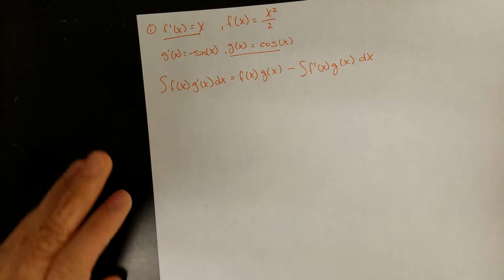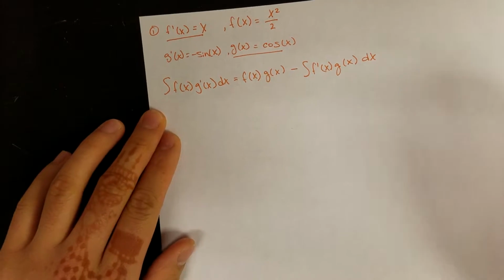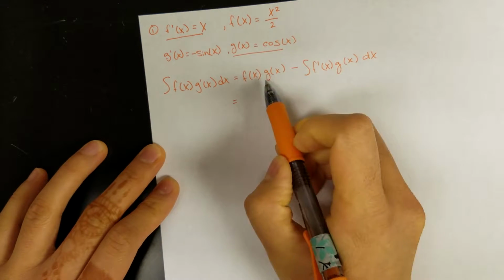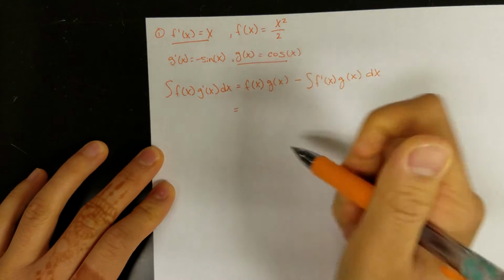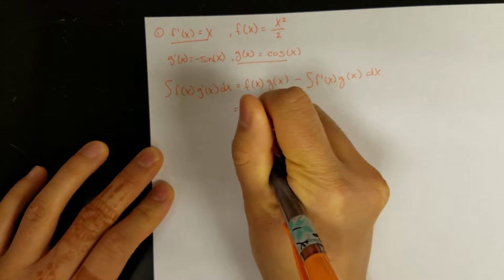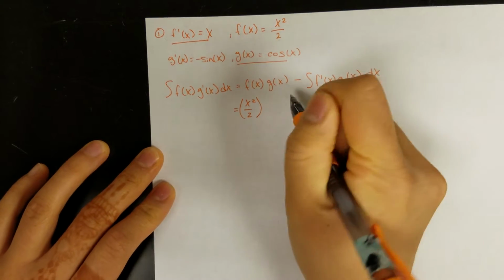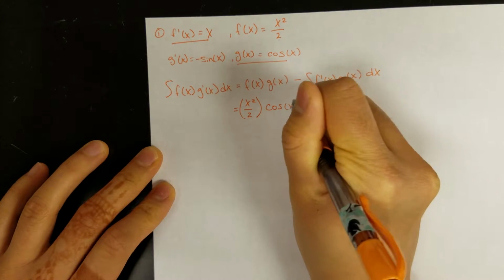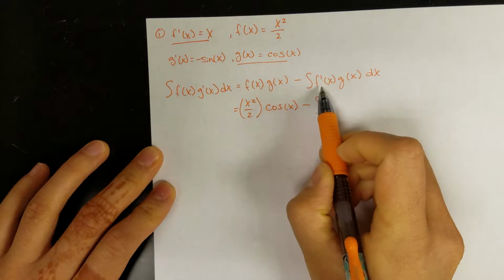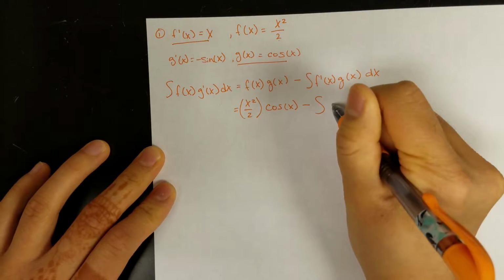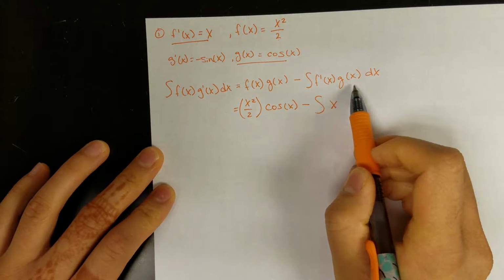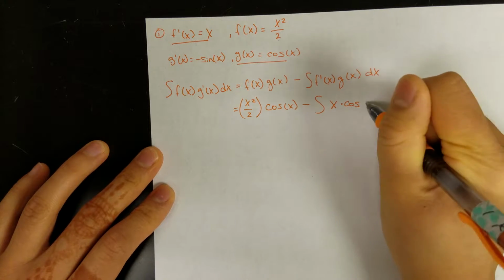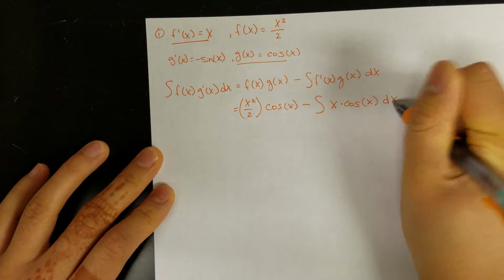Okay, so now you can just plug and chug. We said f of x was equal to x squared over 2, and then g of x is equal to cosine of x, minus the integral of f prime of x, which we said was x, and g of x, which we said was cosine of x.